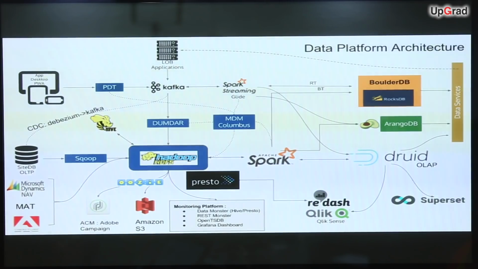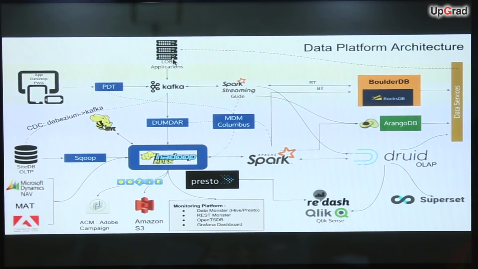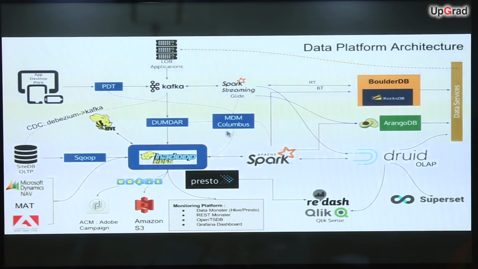And coming back to how the data platform architecture looks like. As I explained, app, desktop, and PWA applications are calling PDT to push data events. And then various different line of business applications are also writing directly onto Kafka. The data interchange format from LOB applications or PDT itself is Avro. And the schema repository which we use is Columbus MDM, again in-house.